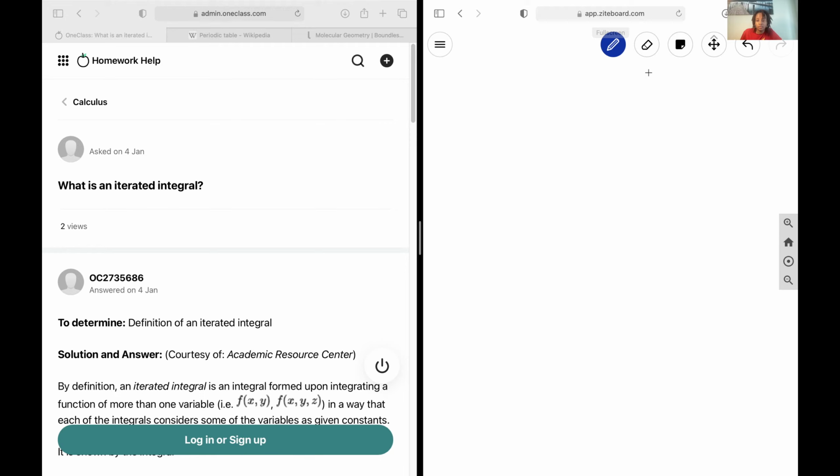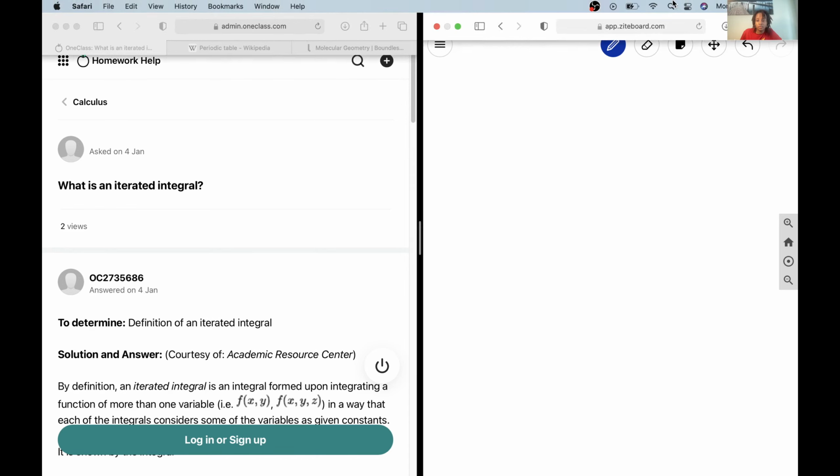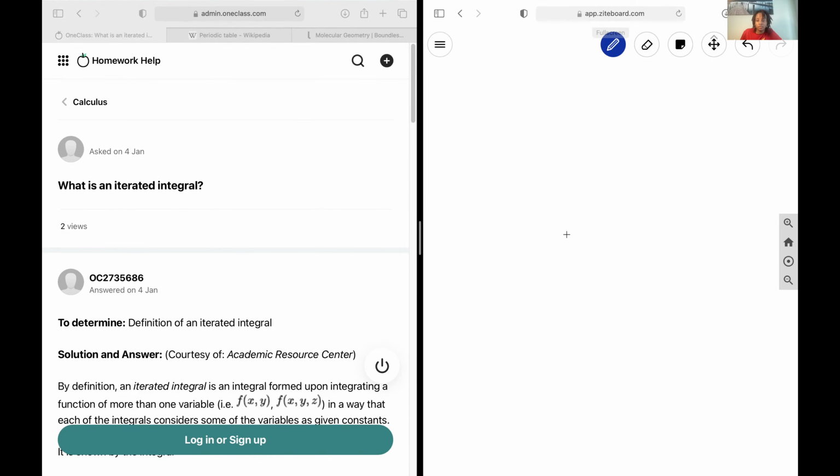Okay, for this question, we're answering what an iterated integral is. And so the actual definition is linked below the question on OneClass. But if you're given this and you just genuinely did not know the answer, we can just look at the words in it, quite literally.